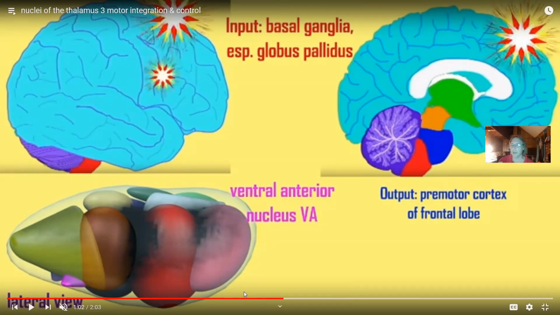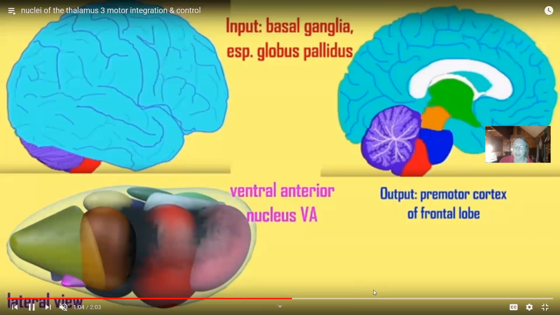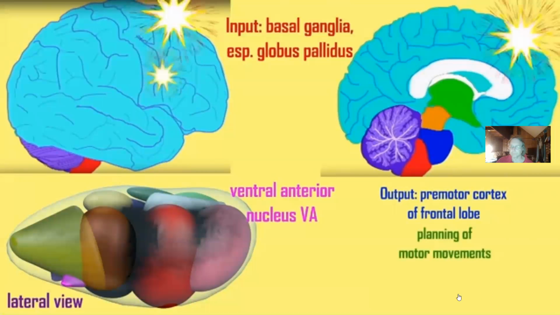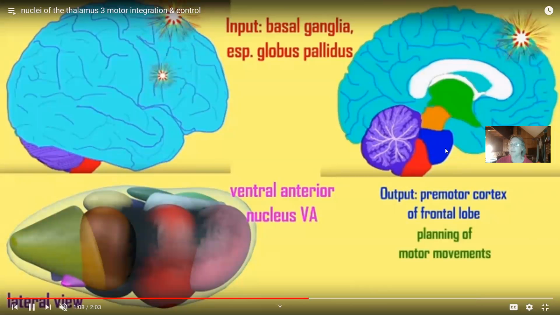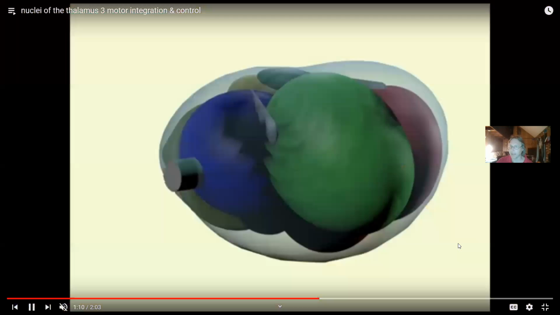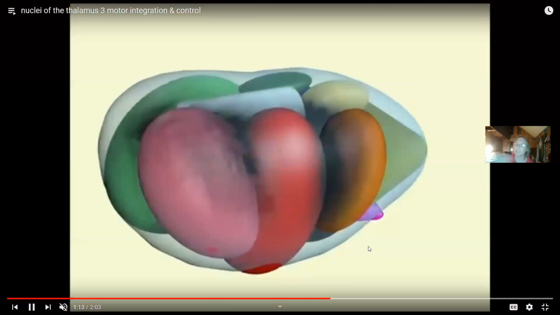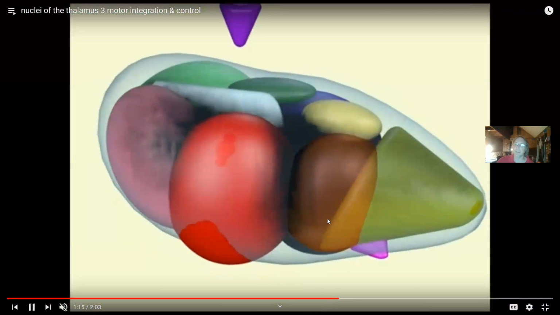So when we think of not just, move my hand because I said, move my hand, but also like, how would I type? When we think of a complex motor function, this premotor area anterior to the motor cortex is involved. Well, this ventral anterior nucleus is projecting there. And so not only is the premotor cortex involved in the planning of motor movements, but also this area of the thalamus, which projects then to it.